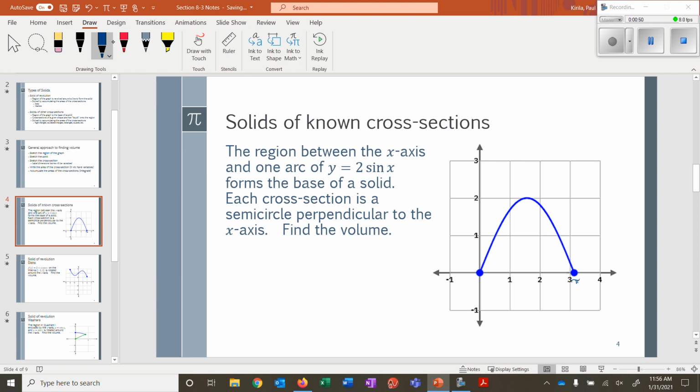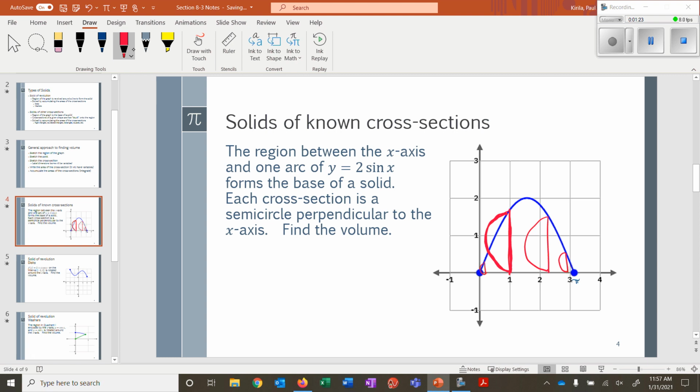So that means I'm going to be sticking a semicircle perpendicular to my x-axis such that the diameter of my semicircle is this distance from the x-axis up to my curve. And we're trying to picture this semicircle is coming out at us. And I'm going to do this with an infinite number of semicircles. So I could have put a semicircle here. I could have put a semicircle here. I could have put a semicircle here.